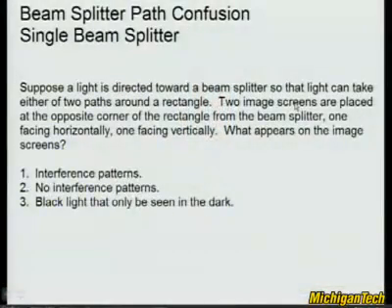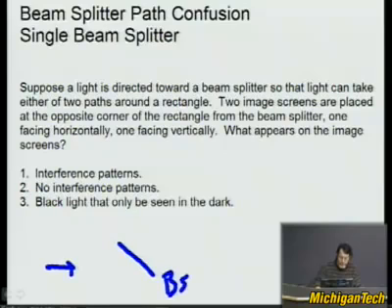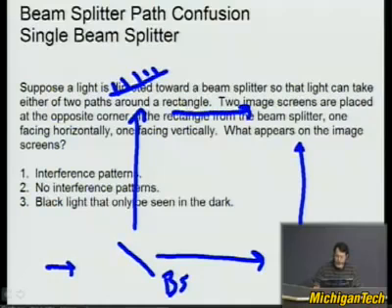Suppose a light is directed toward a beam splitter, so that light can take either of two paths around the rectangle. Okay, so what rectangle is there? So here we go. Light comes in here, and here's a beam splitter. BS means beam splitter, got it? So then light can go here. I should wiggle it to be a photon. Or it can go up here, where it's going to hit a regular mirror. Okay, so then light bounces and comes like this. And here's the other side, but now you have two screens.